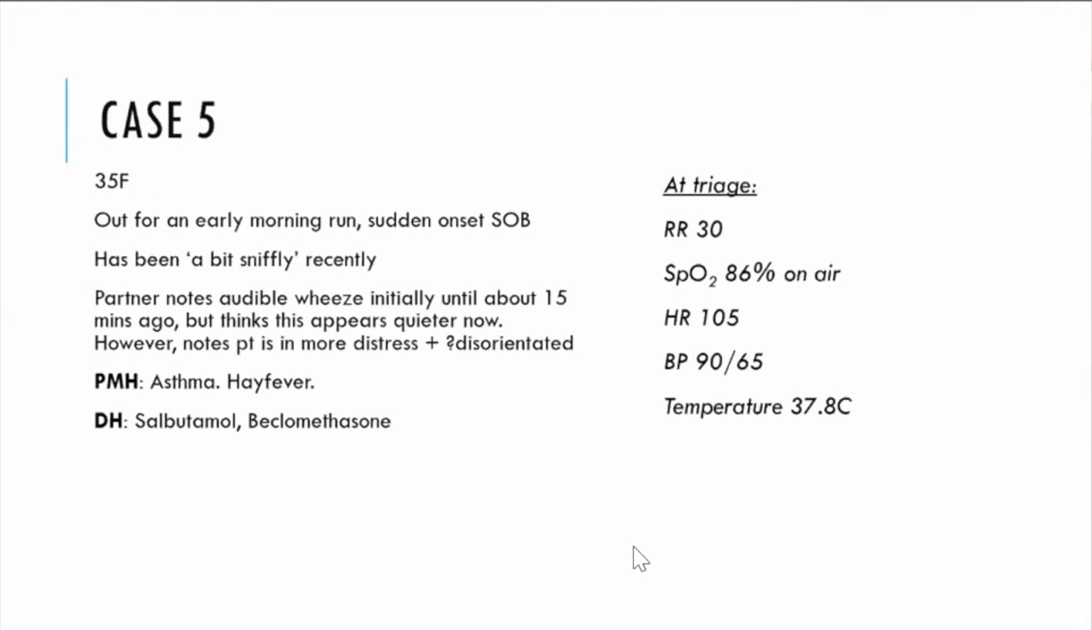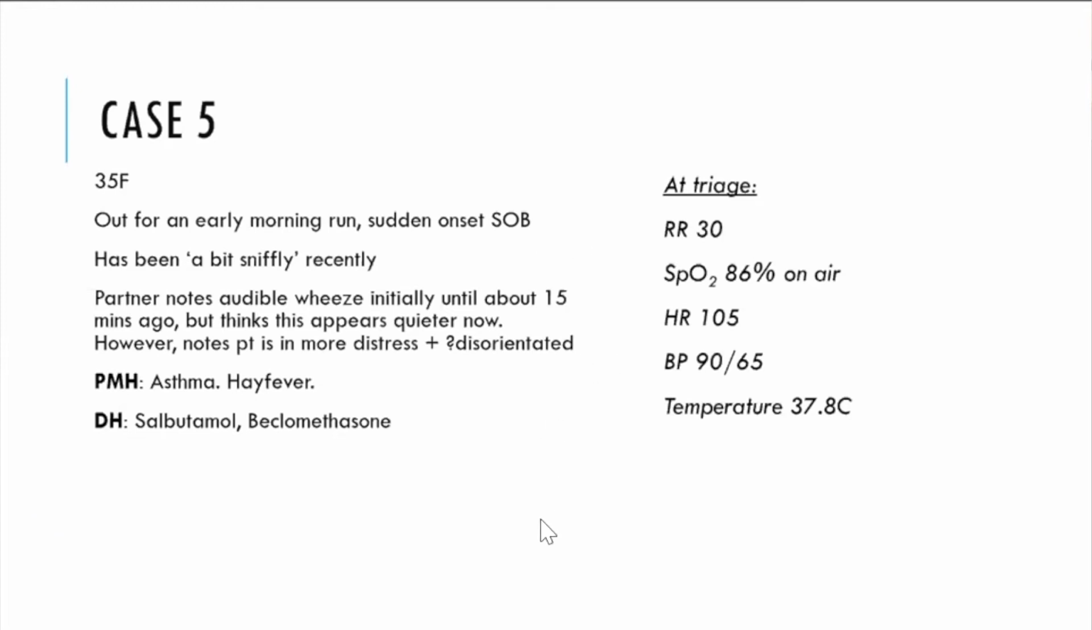So case 5, a 35-year-old female out for an early morning run, sudden onset shortness of breath. They've been a bit sniffly, had a bit of a sore throat, a runny nose recently, so maybe a flu-type picture. Her partner notes that she had an audible wheeze initially until about 15 minutes ago, but this appears quieter. However, the patient is in more distress and perhaps disorientated and confused now. She has a known background of asthma, is atopic, has hay fever, and takes salbutamol as her reliever and beclomethasone as her preventer inhalers.